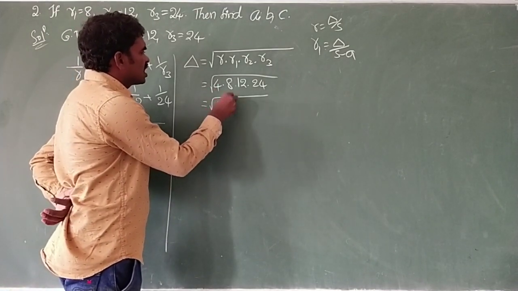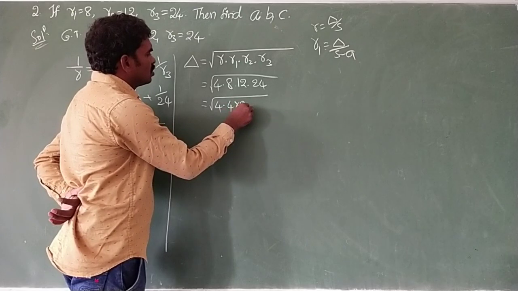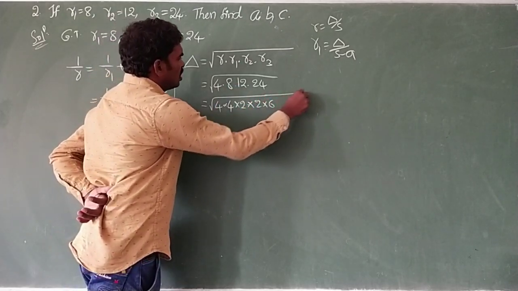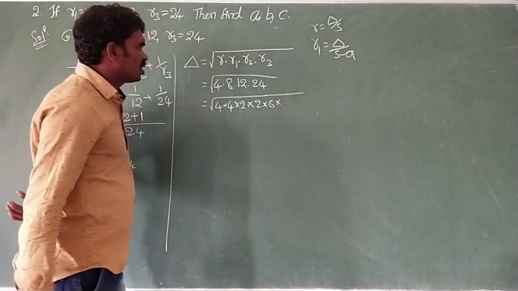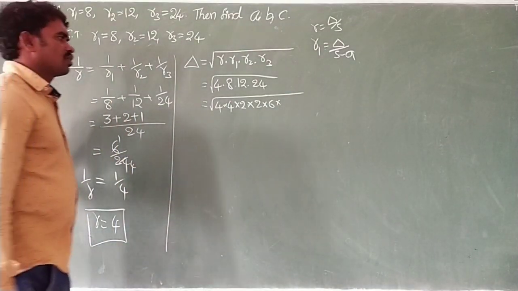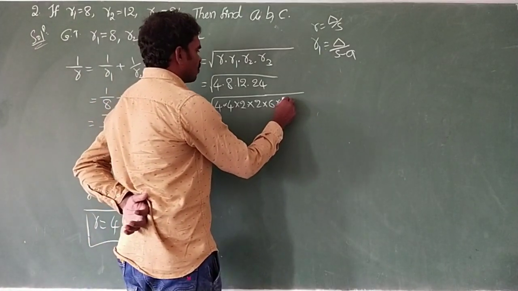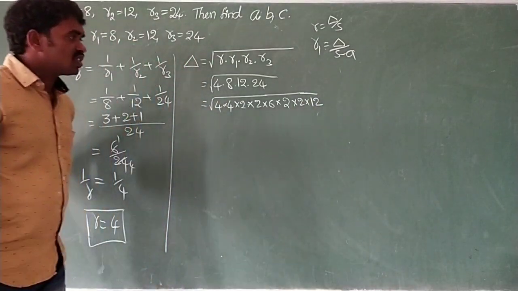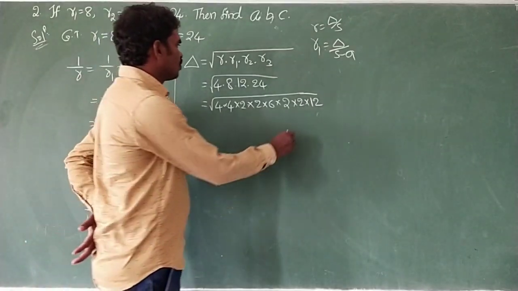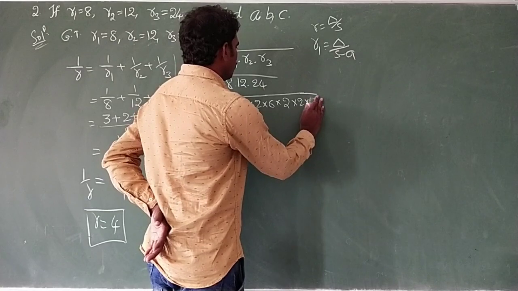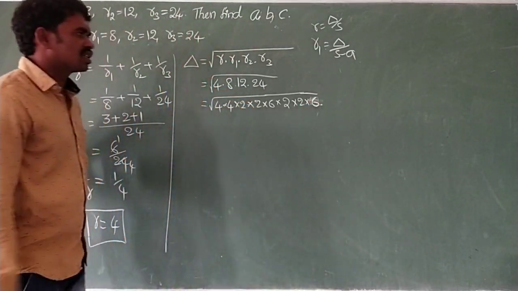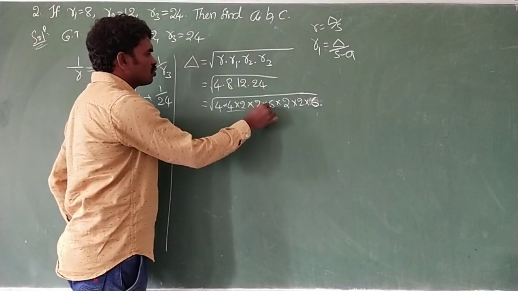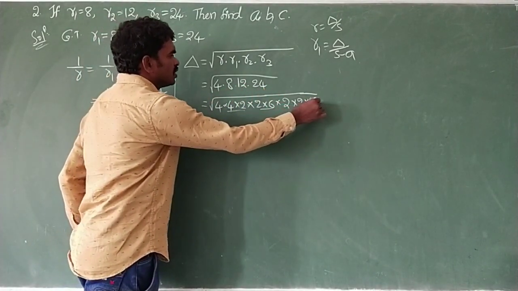4 I am writing as it is. 8 can be written as 4 into 2, and 12 we can write as 2 into 6. 24 I can write as 4 into 6, okay, 4 into 6 is 24, which means 2 into 2 into 6 conveniently. Check it. 4 means 4, 8 means 4 into 2, 12 means 2 into 6, 24 means 2 into 2 into 6.